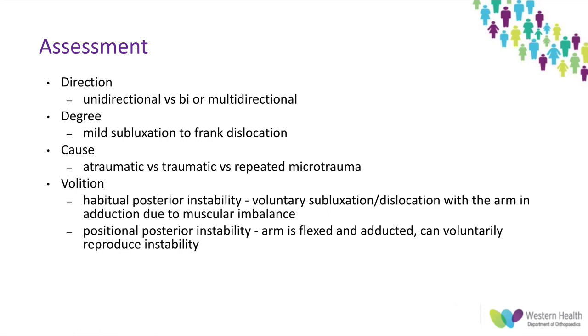There are two separate groups here. One is the habitual posterior instability. So these are patients that, when the arm is adducted, can voluntarily sublux or dislocate the shoulder. And this is due to a muscular imbalance. And the other group is the positional posterior instability. So these patients usually will have instability when the arm is flexed and adducted, and they can voluntarily reproduce this instability, but often these patients will avoid that position.